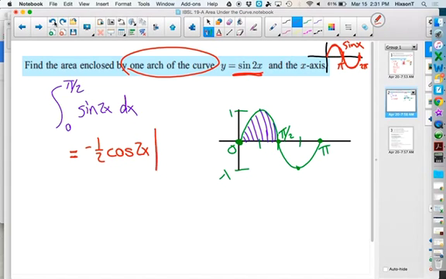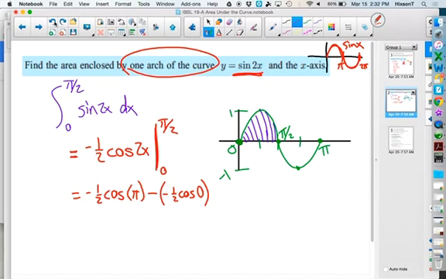Okay, so now we have our integral. We've got to evaluate it from 0 to pi over 2. And again, here's where some trig comes in. I would not be surprised to see a problem like this on a non-calculator part of the exam, because there's nothing on here that requires use of a calculator. We have here negative 1/2 cosine of 2 times pi over 2, so that's just cosine of pi, minus a negative 1/2 cosine of 2 times 0, so just cosine of 0.